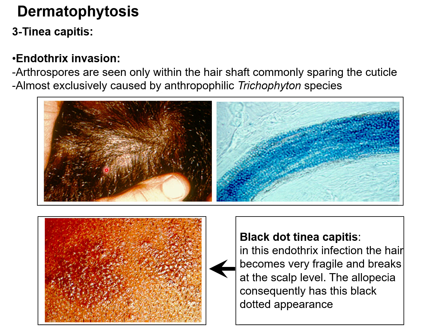So there's a type of endothrix infection called black dot tinea capitis. In this case, the fragility of the hair leads to breakage right at the scalp level, and so it looks as if this has been shaved. And you'll see the alopecia with black dots within it. This black dotted appearance is what led to the naming of this type of infection as black dot tinea capitis. It is a type of endothrix invasion.